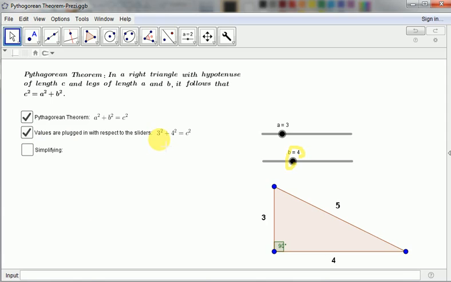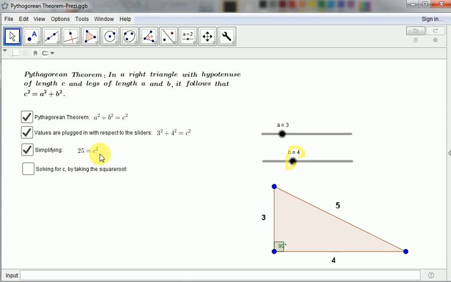When we plug them in, we end up with, since my A is 3, 3 squared, since my B is 4, 4 squared equals C squared. Now remember, we're trying to simplify, and as we're simplifying, we're going to end up finding the value of C. So we simplify a little bit more and we get 9 plus 16, which is 25.